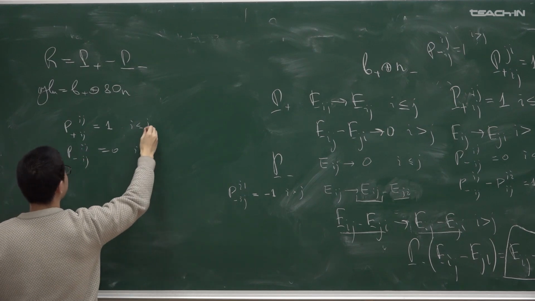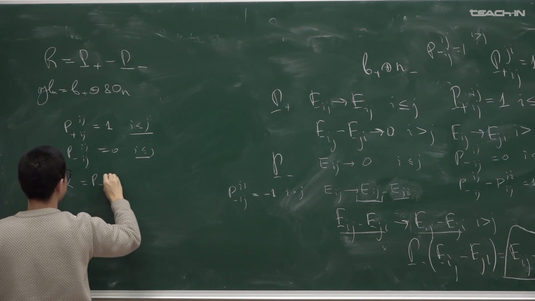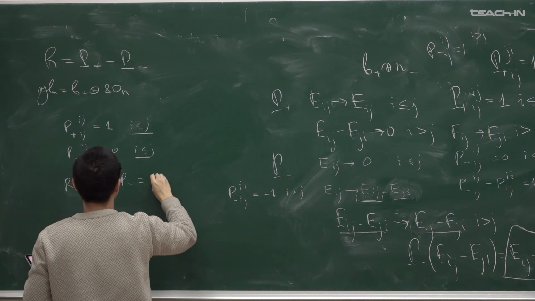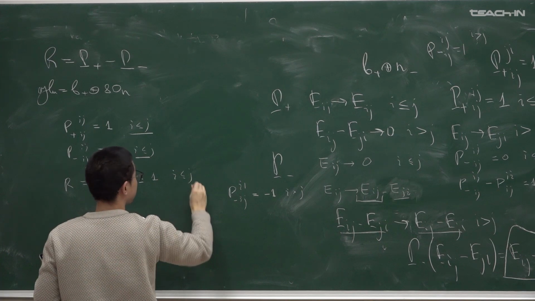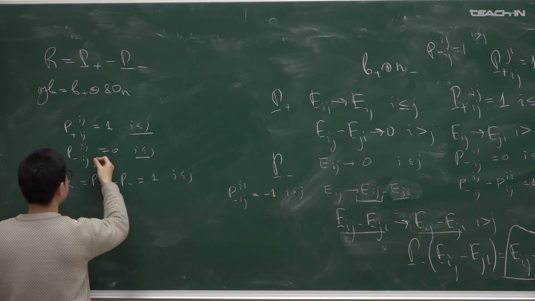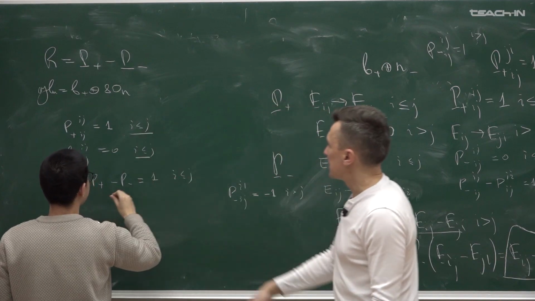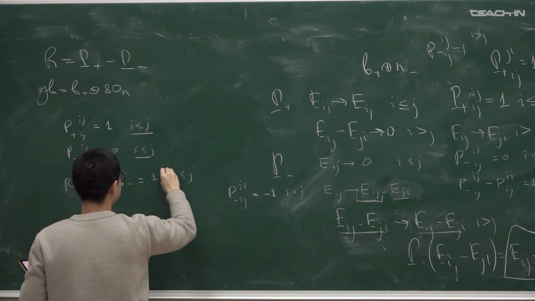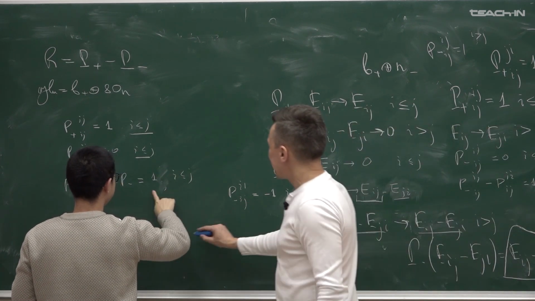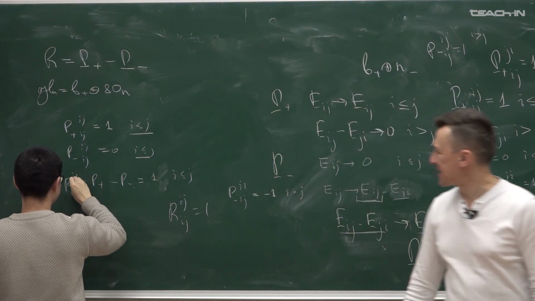So when i is smaller than j, R equals P plus minus P minus, which equals 1. And for i greater than j, no, but one is the matrix coefficient, IJ. I prefer to write R_IJ here. R_IJ is equal to 1. Okay.